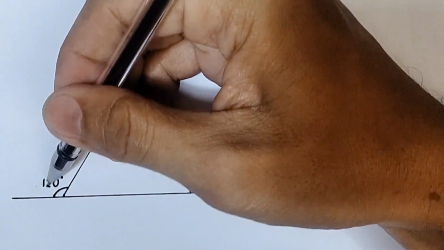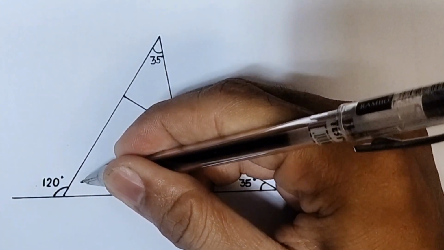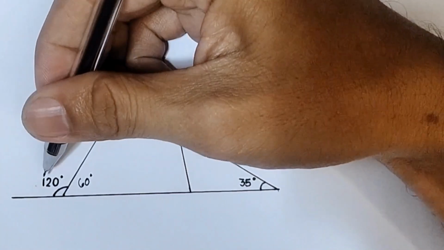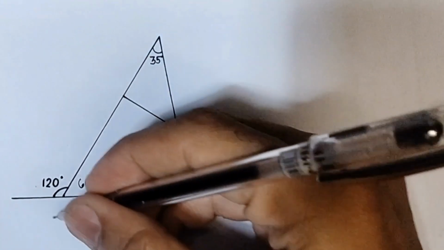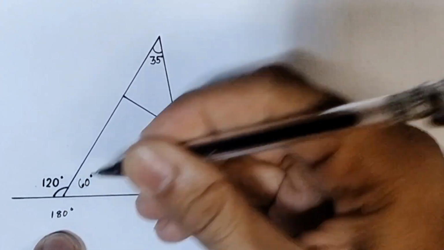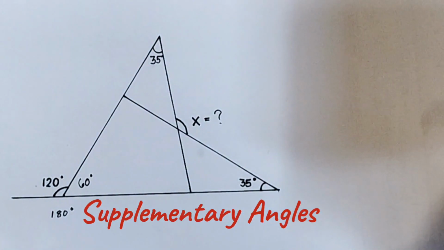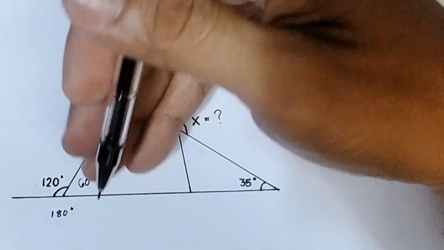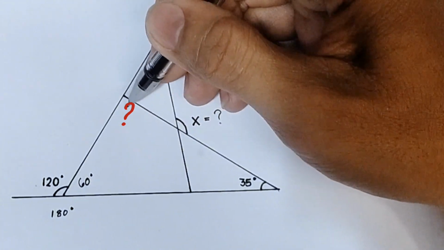But remember, this is 120 degrees, so that means this angle here is equal to 60 degrees. Why? Because if you add 120 degrees and 60 degrees, that is equal to 180 degrees. So that means these two angles here are supplementary angles. Now, after solving this angle here, what would be the next step? Now you have to find the value of this angle here.